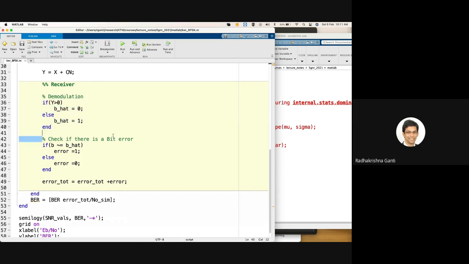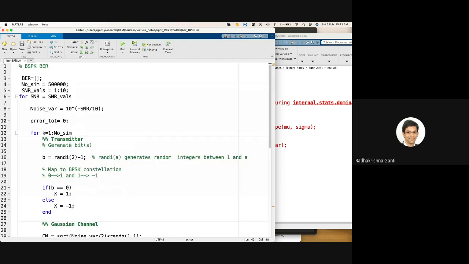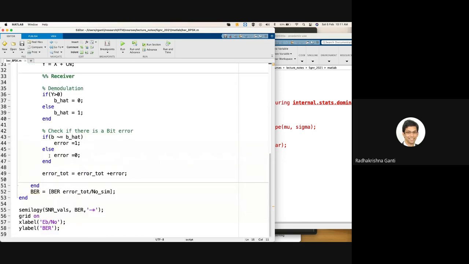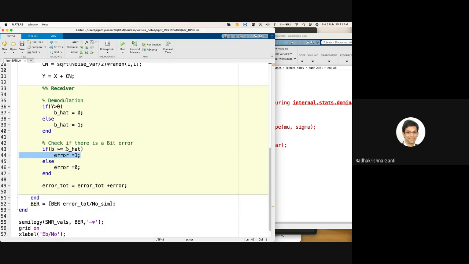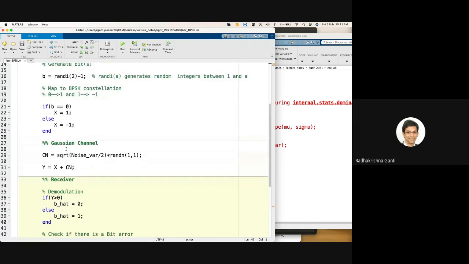Then I check if there's a bit error. How do I check my bit error? Since it's a simulation, I know what is transmitted. This is what I transmitted. I'm checking if that is not equal to what I received. I make error 1. Okay, so this is a basic 6 steps. Then what I do is, if I run this once, I am just going to write error is equal to 1 or 0. Hello, any question please?